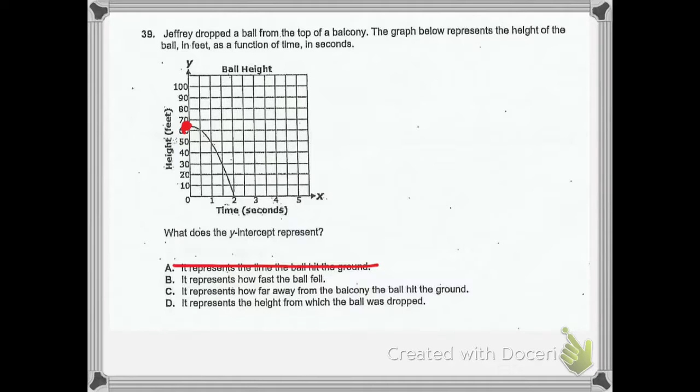B, it represents how fast the ball fell. Well, that's just a point, so I would say no. C, it represents how far away from the balcony the ball hit the ground. Again, that's the point right there, and I would say no. D, it represents the height from which the ball was dropped. That's where the ball began to drop. So I'd say my answer choice is D.